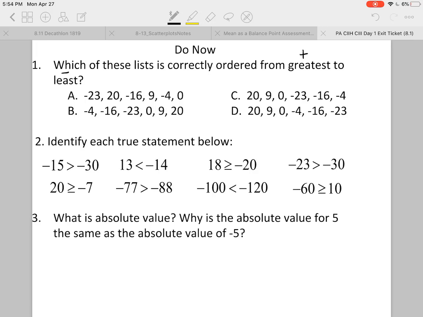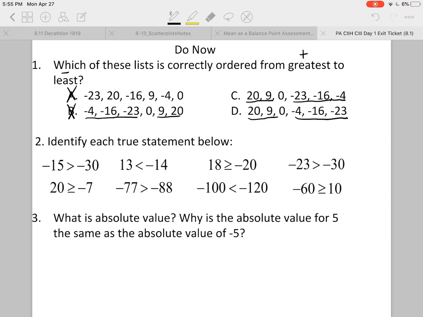So if we look at A, we have negative, positive, negative, positive, negative, positive. So we immediately know that those are not in the correct order. For B, we have all the negatives and then all of the positives. However, positive numbers are greater, so the positive numbers should be going first. So B is incorrect. For C, we have all of our positive numbers together and all of our negative numbers. For D, we have all of our positive numbers together and all of our negative. So now it's between C and D.